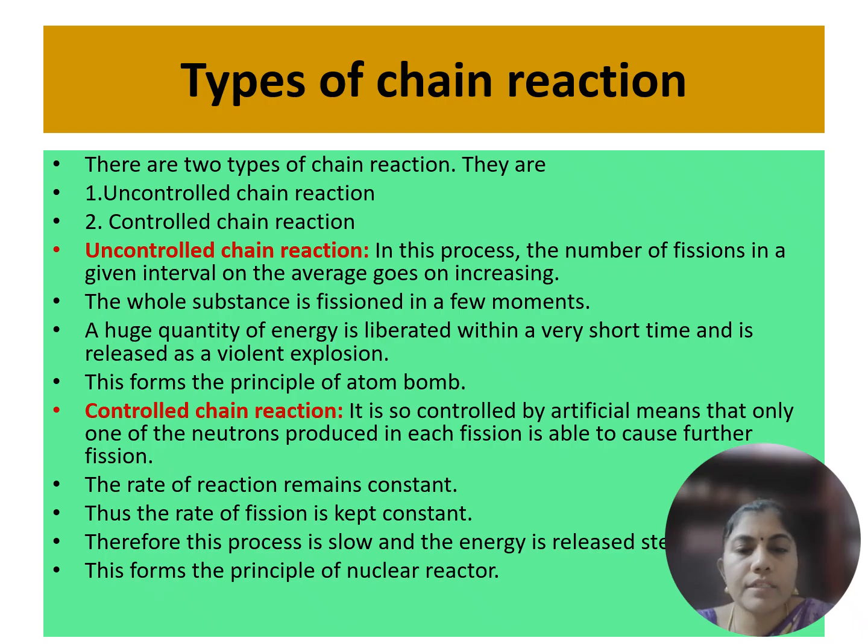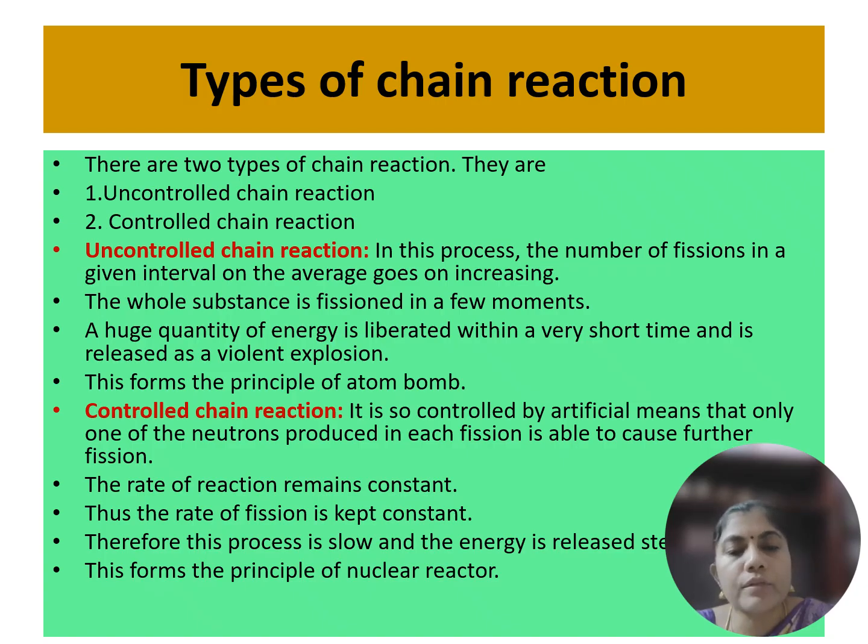In an uncontrolled chain reaction, the number of fissions in a given interval goes on increasing. The whole substance is fissioned in a few moments. A huge quantity of energy is liberated within a very short time and is released as a violent explosion. This forms the principle of an atom bomb.